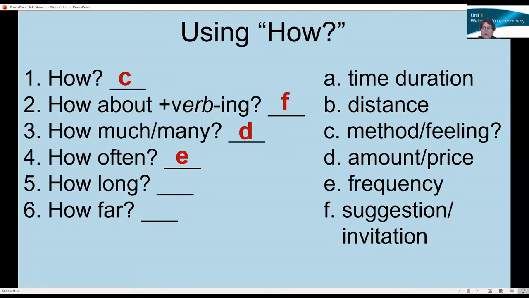How long? Distance. How far? Oh, I'm sorry. How long? Okay, minus one for me. How long? Time. How far? Distance, yeah, that's B. Okay. So we have method, suggestion, amount, frequency, time, distance. Okay, here we go.